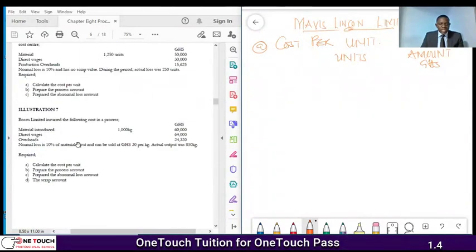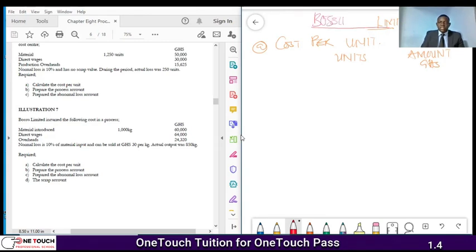So let's look at a situation where the loss in the process can be scrapped. That's a bit different. So that will take us to Bosu Limited. Let's use that one instead, because once the loss cannot be scrapped, it will just be the same as the first one. So we shouldn't waste time there. Let's look at where the loss can be scrapped so that we see the difference. You can try question 6 on your own.